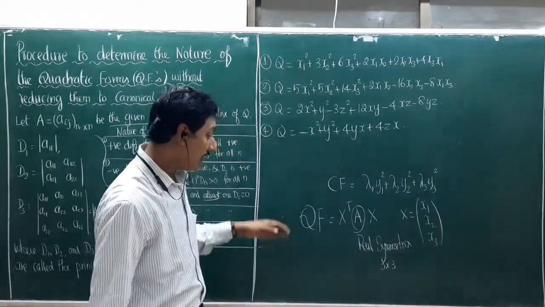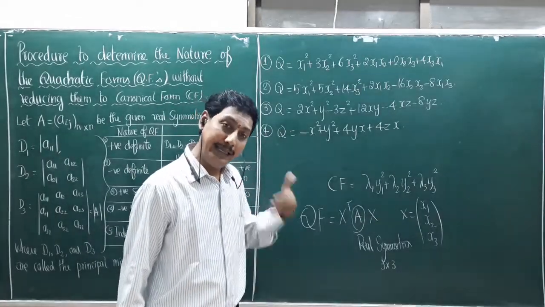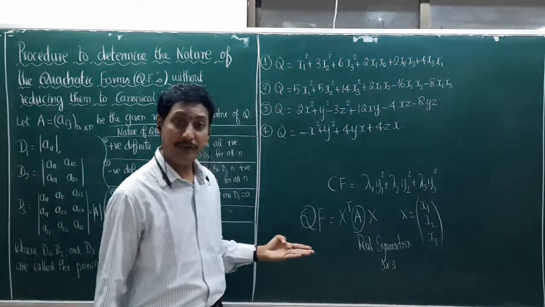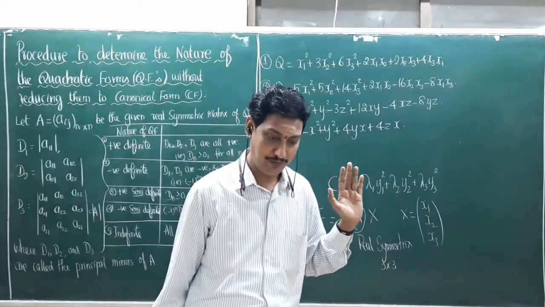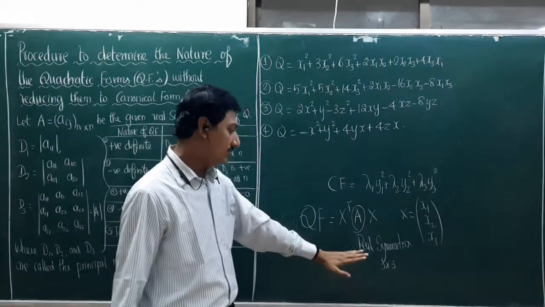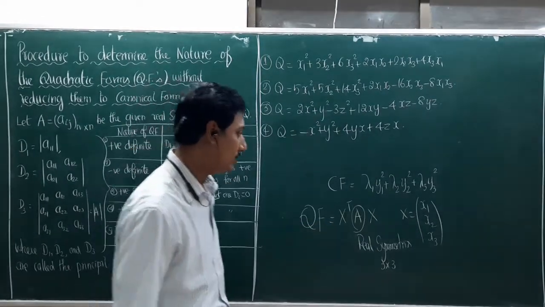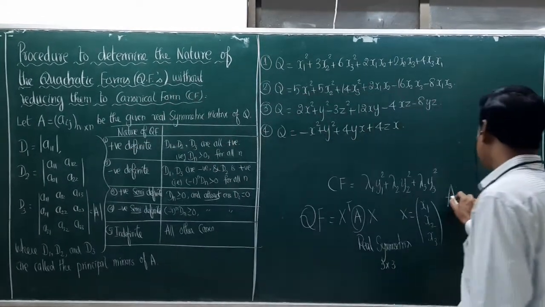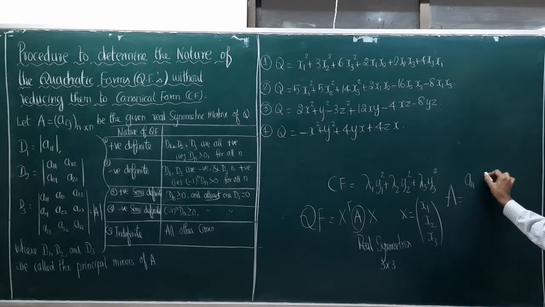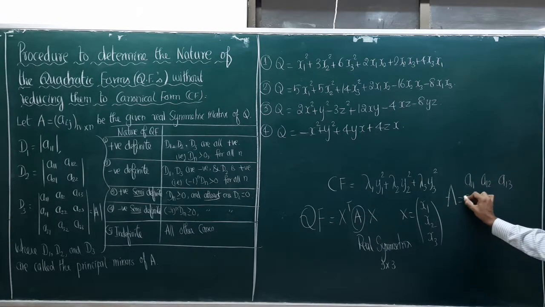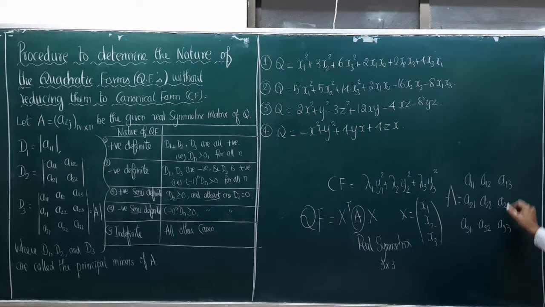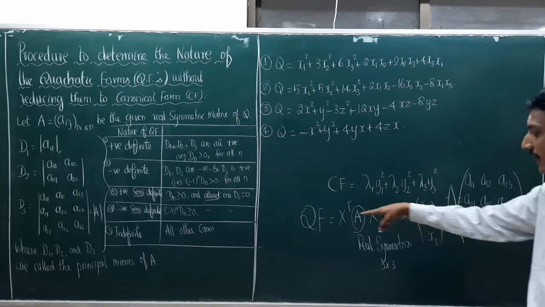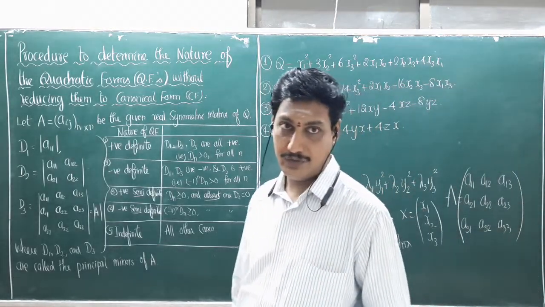So how to get the nature of this quadratic form without converting it into the canonical form? That's the procedure, a very simple concept. As I told you, it's a 3 by 3 matrix and the variable set is x1, x2, x3. Then the real symmetric matrix A is A11, A12, A13, A21, A22, A23, A31, A32, A33. So this is the 3 by 3 real symmetric matrix of the given quadratic form Q with the three unknown variables.